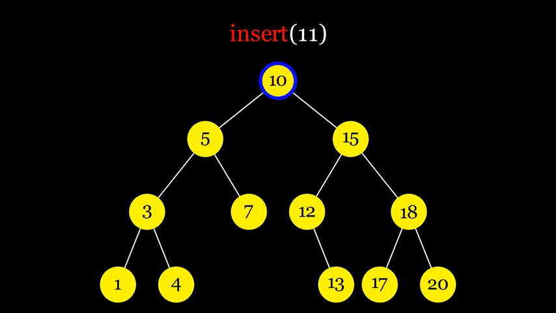Since 11 is greater than the root node's value, it moves to the right child. Then, as 11 is less than the next node's value, it moves to the left. Finally, it reaches a node with an empty left child, where it inserts the new node with the value 11.